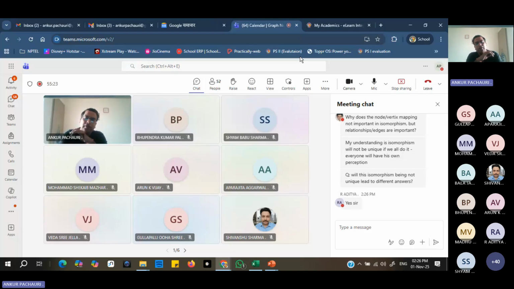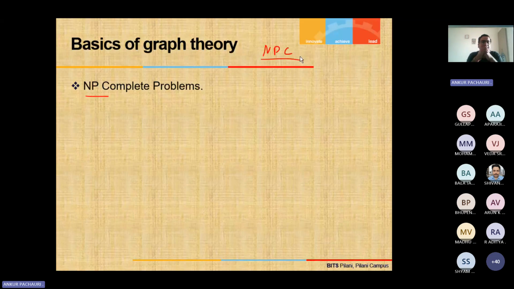NPC, most of the time, we just wrongly say, is non-polynomial computation. Okay, so it's not. NPC is something else. It is non-deterministic polynomial, so that we call it NP. And C is complete. Okay, so as of now, I have to explain it.